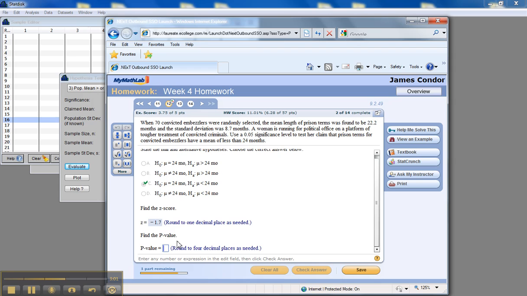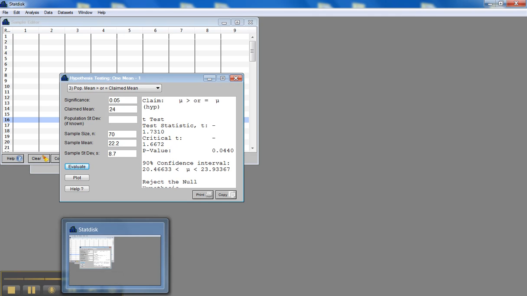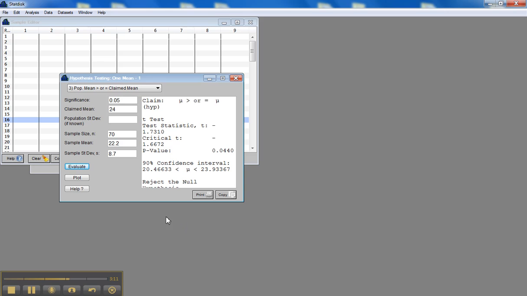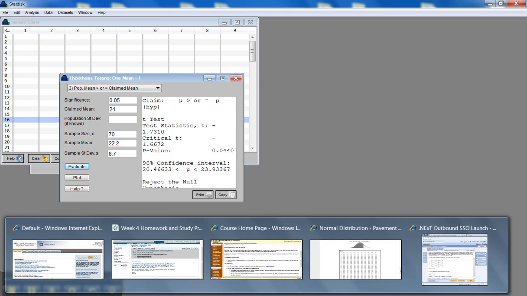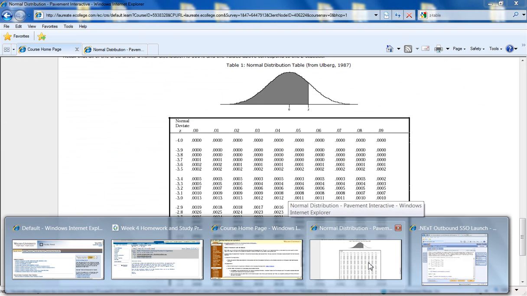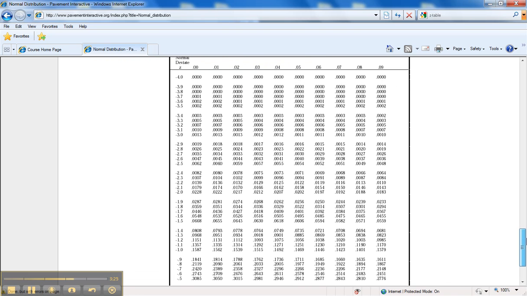And again, if you look on here, the Statdisk output, you will get a p-value of 0.0440. And the difference between the z and t is very slight. It has to do with sample bias. But I'm going to go to the z table. Again, if we look up negative 1.7, they get 0.0446, and the value was somewhere right in here actually. So it's a little bit different, but let's go ahead and see.